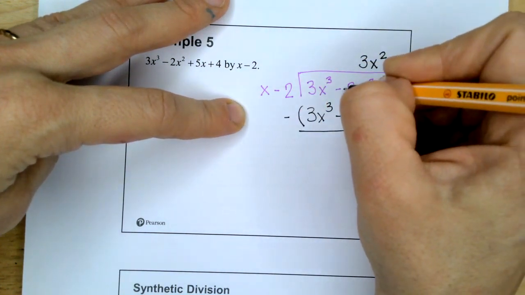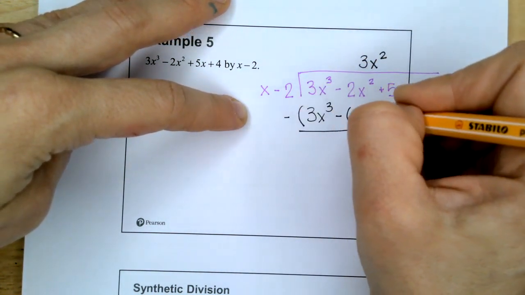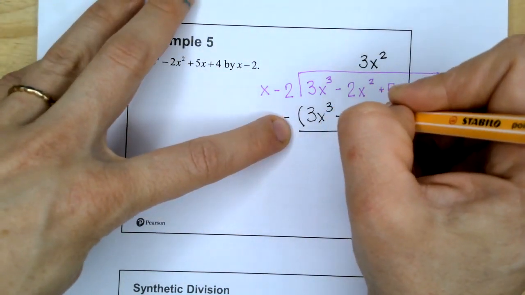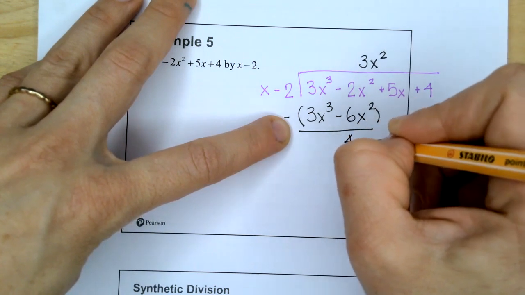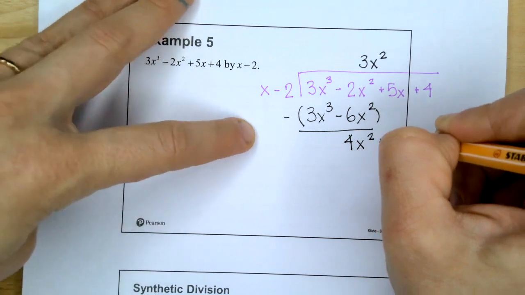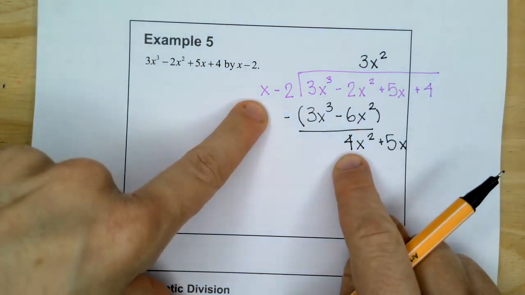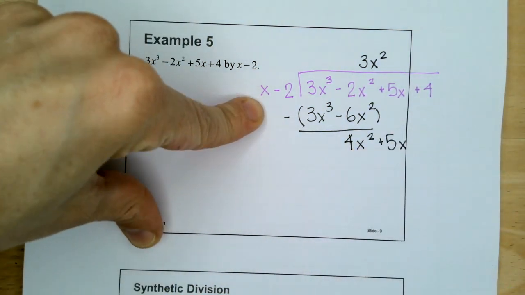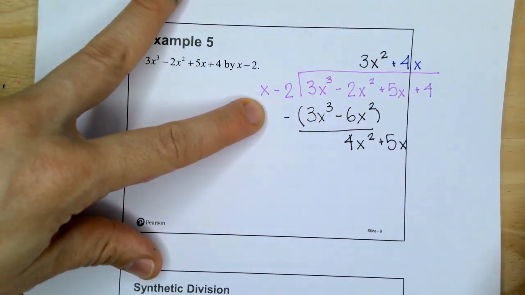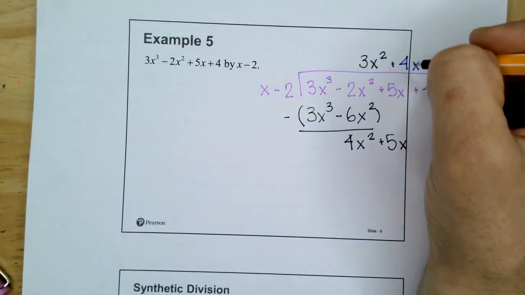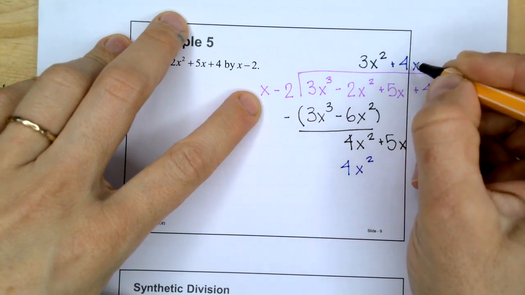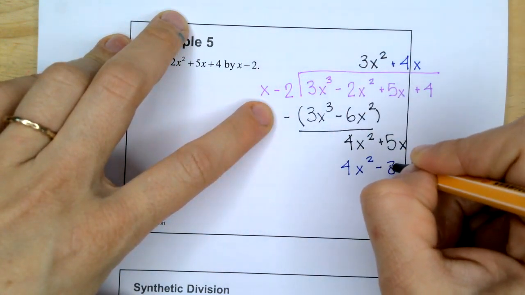Those cancel. Negative 2x squared minus a negative 6x squared is adding the 6, right? Minus a negative is a plus. So 6 minus 2 is a 4x squared. Bring down that 5x. How do I get from x to 4x squared? I multiply it by a positive 4x. Good? Positive 4x times x becomes a positive 4x squared. Positive 4x times a negative 2 is a negative 8x.